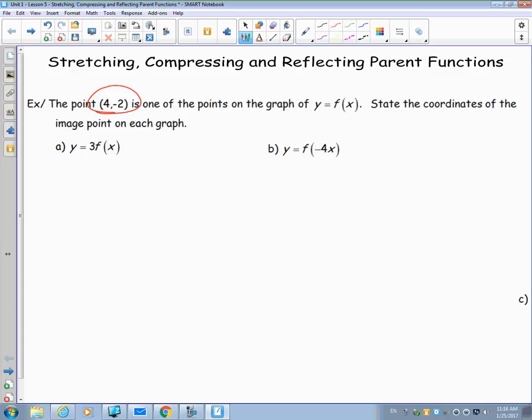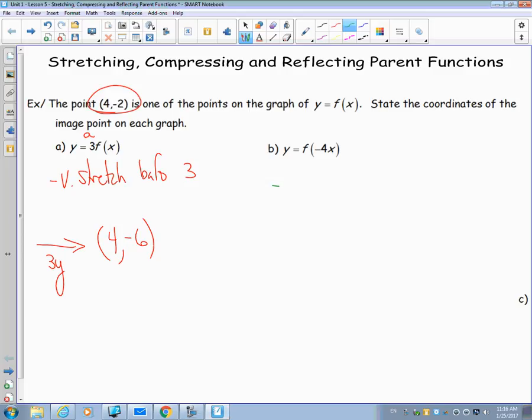So if I look at part A, what do I notice? I see an a value of 3. That's a vertical stretch by a factor of 3. What does that do? It multiplies my y values, vertical things. So if I triple the y value, the 4 will stay the same, but -2 becomes -6. That's my image point.